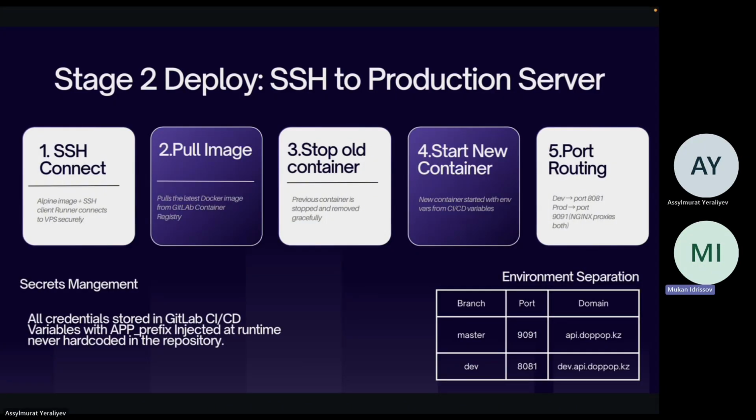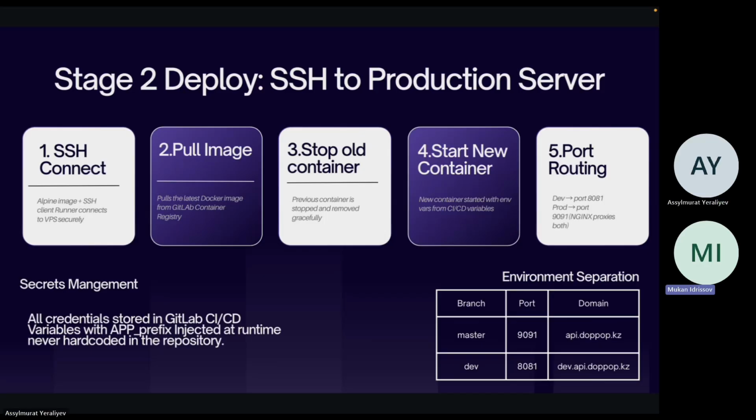So let's talk about the implementation: the deploy stage to production servers. Once the image is built and pushed, the deploy stage kicks in, but only after the build stage completes successfully. It uses a lightweight Alpine image with the SSH client already installed. The runner connects to the VPS over SSH using a private key stored in CI/CD variables. It pulls the freshly built image from the registry, stops and removes the old container, and starts a new one with the appropriate environment variables that were already injected.